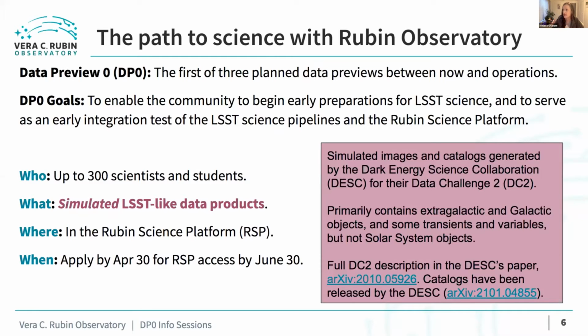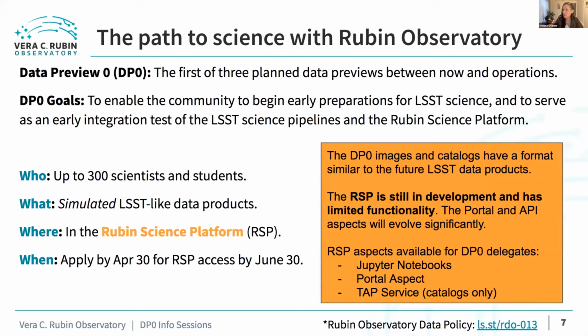Full descriptions of the DESC's DC2 data set can be found in these two papers. Also, I'll give you some more links to explanations of the LSST-like data products at the end of this talk. A little bit more about the Rubin Science Platform: these DP0 simulated images and catalogs have a format that's quite similar to the future LSST data products. However, the RSP is still in development and has limited functionality at this time.